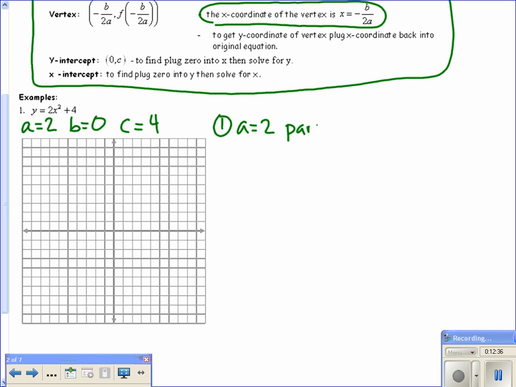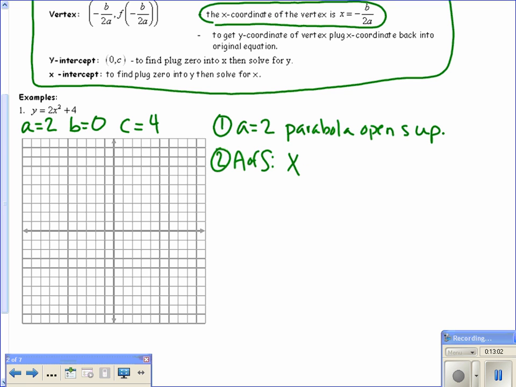So the parabola opens up. Remember, the parabola is just the shape of the graph, and all of these shapes should always be a U shape. If it's not, then you did something wrong. So then the second thing that I'm going to want to find is my axis of symmetry. Remember, I always abbreviate it A of S. So the axis of symmetry is next.